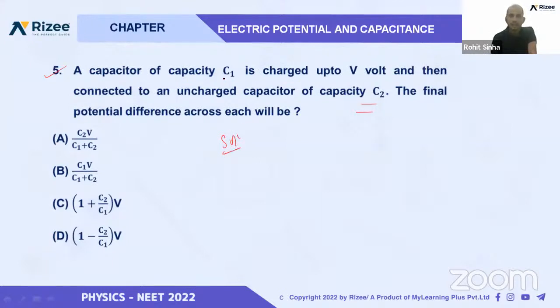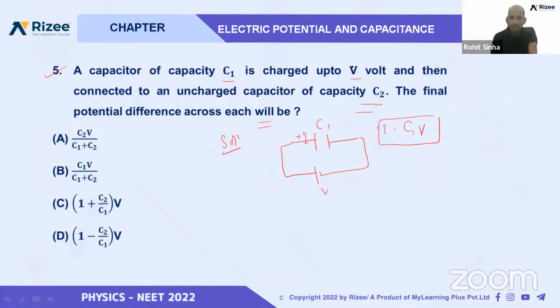It is given that a capacitor C1 is charged to V volt, then connected to an uncharged capacitor. Okay, it is very simple. I think this type of theory we have discussed earlier also. C1 capacitance is connected to V volt. You remember the previous question I discussed. What we know, it will get a charge of positive Q, and the positive Q will be C1 into V. One answer came, option C.